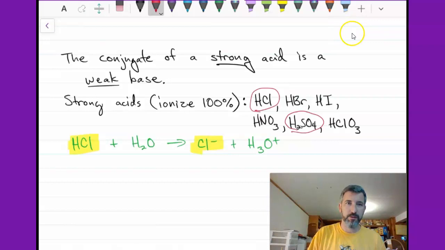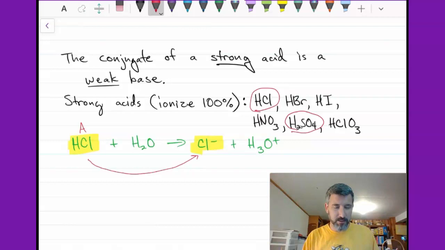And so hopefully you can recognize the conjugate of hydrochloric acid is just chloride, right? So this is our acid. And I'm not going to write base above Cl minus. I guess I could, but here's the reason why. In order for me to say that chloride is a base, and it is technically the conjugate base of HCl, but in order to be a base, you have to accept a proton, right, according to Bronsted-Lowry.